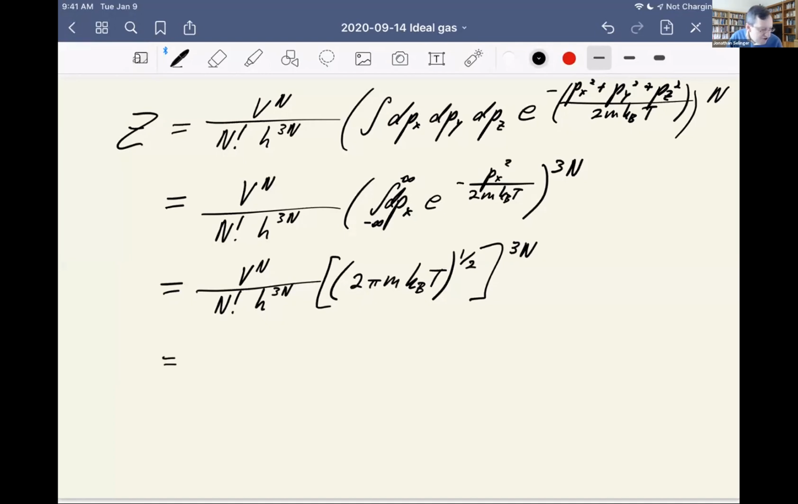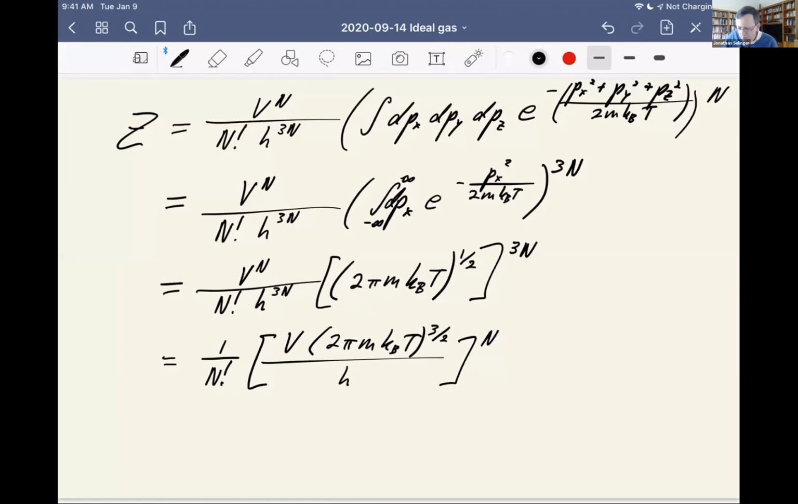So our answer for the partition function now, I guess the shortest way to write it would be to put all these things to the Nth power together. And so we have volume, we have 2 pi m kT to the 3/2 over Planck's constant cubed. So this then is our result for the partition function of the ideal gas.